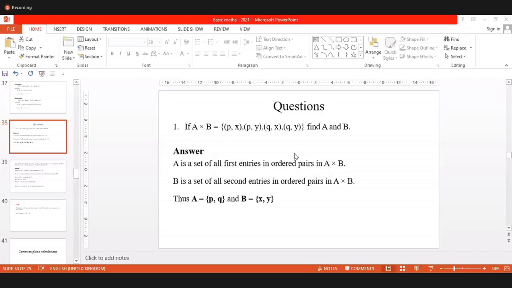Then A is having two elements, B is having two elements. Therefore, we are having four coordinates here, right? So there are four coordinates here. Therefore, we say A is having two elements, B is having two elements. Then you can simply say the elements of the A are P and Q. Again, the elements of the B are X and Y. Yes or no? Please make a note on this.